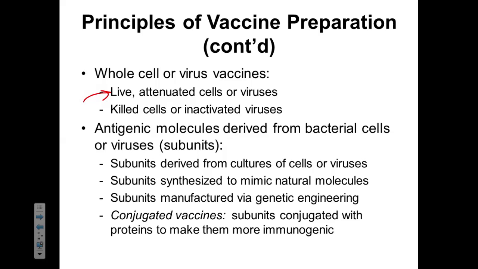Sometimes you'll find a conjugated vaccine. Conjugated vaccines are going to have subunits conjugated with a protein to make them more immunogenic. Remember, proteins are larger molecules that can trigger very robust immune system responses. And if we can take that subunit and bind it to a larger protein, it'll be more likely to be caught by the net the immune system casts.